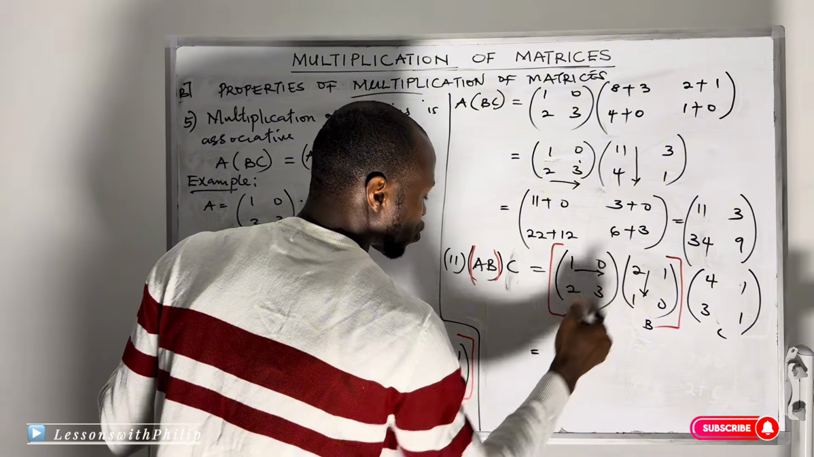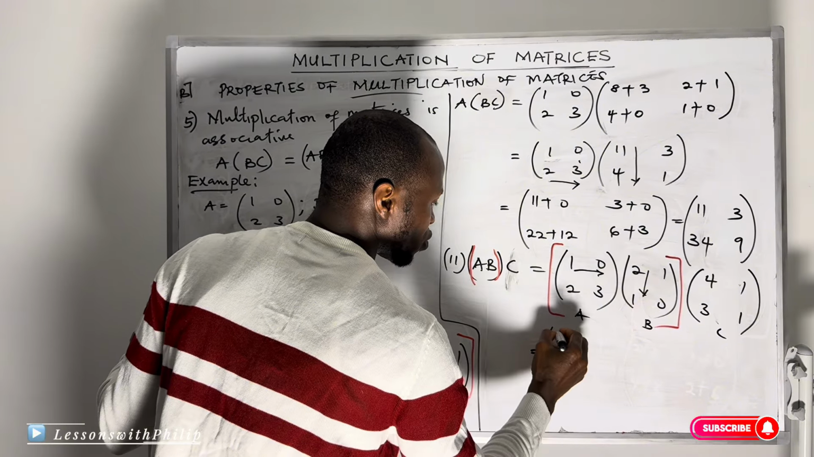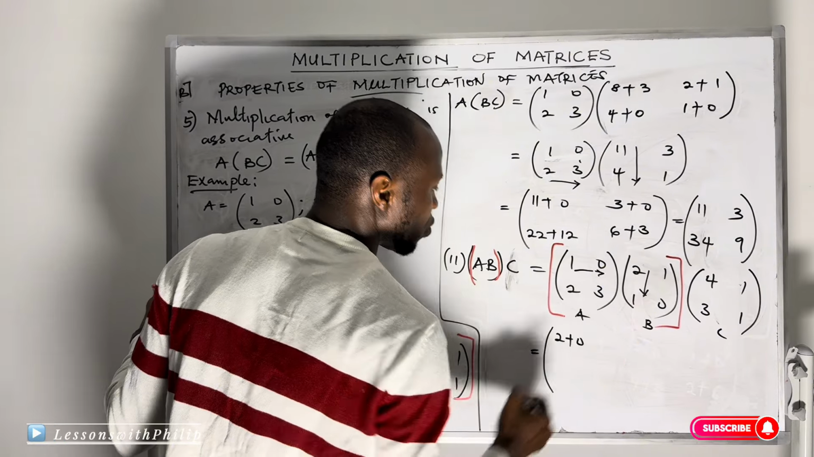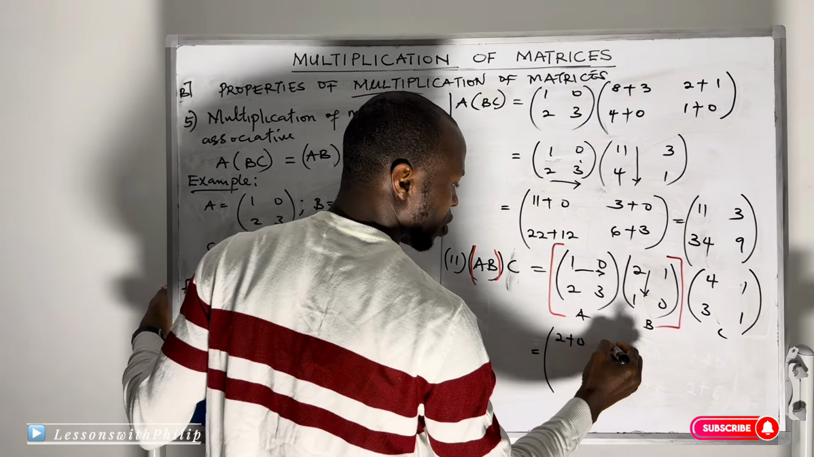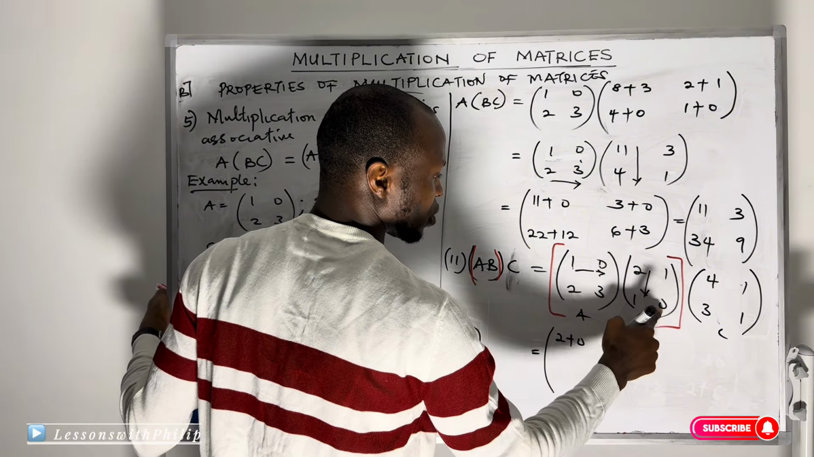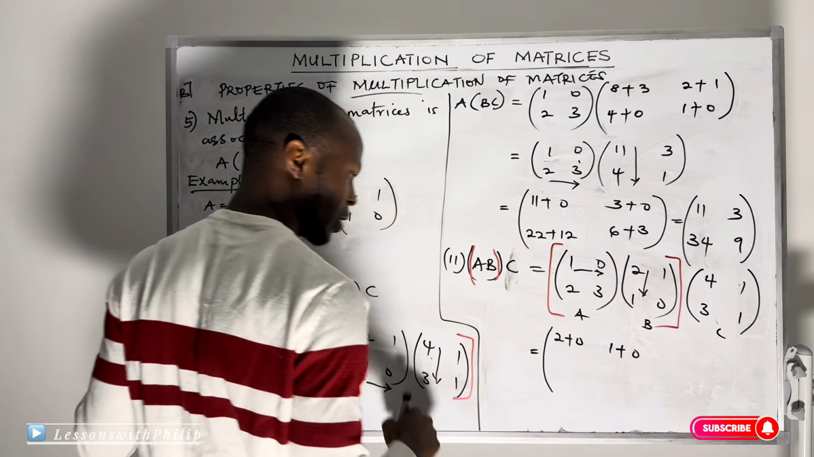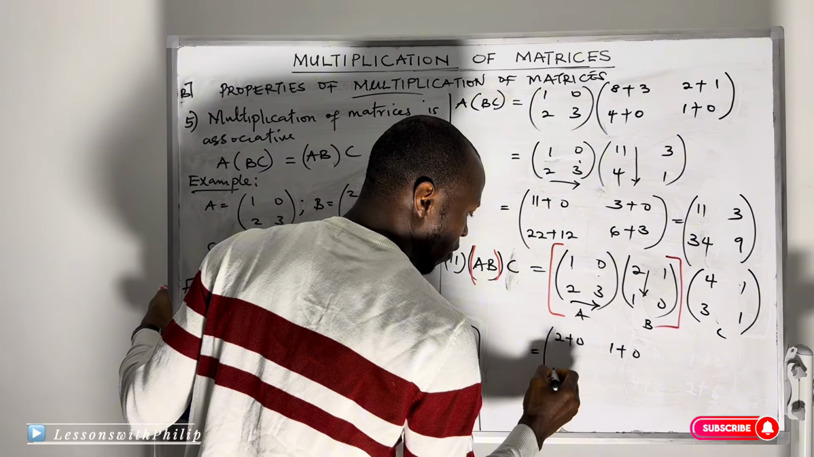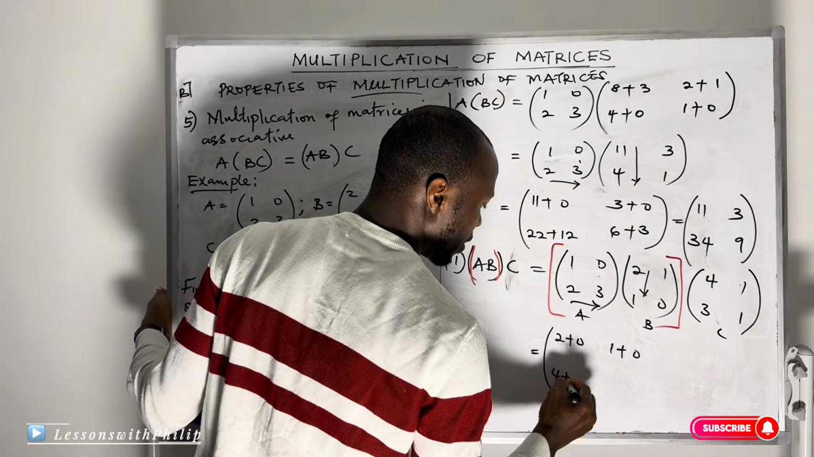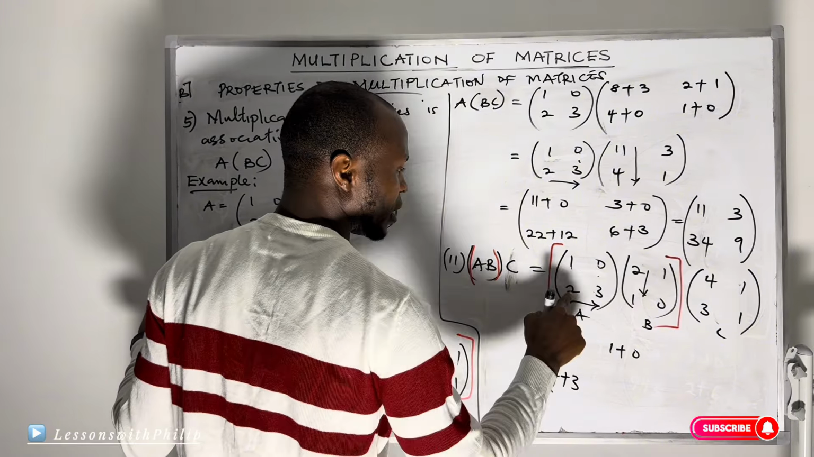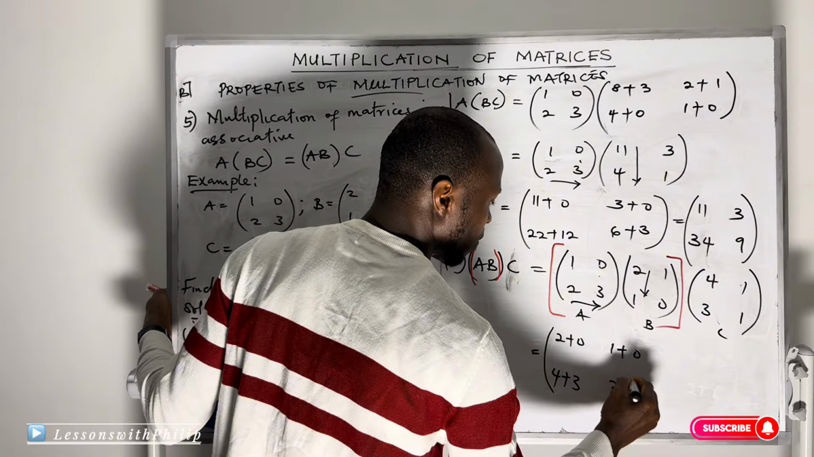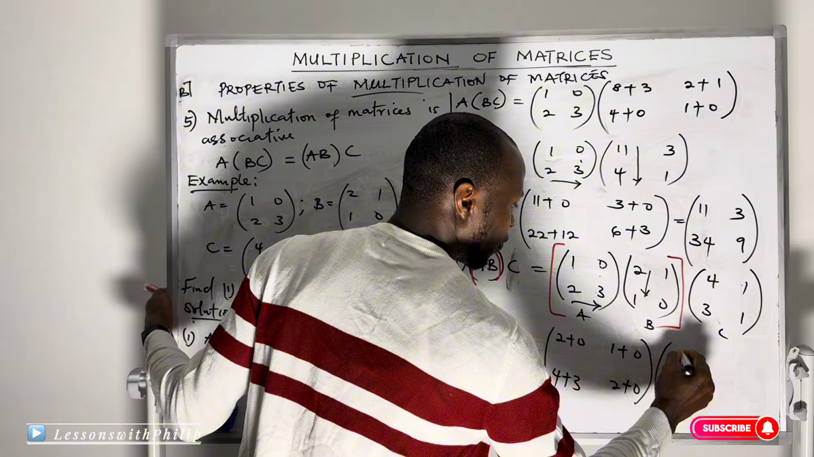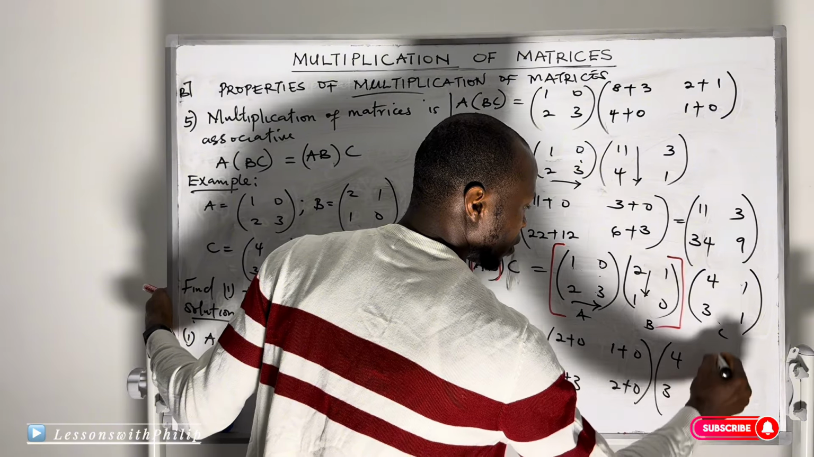Okay, then 1 times 2 will give me what? 1 times 2 will give me 2, plus 0 times 1 will give me 0. Okay, then 1 times 1 will give me 1, then 0 times 0 will give me 0. That's correct. Then we'll go to the second row. 2 times 2 will give me 4, and 3 times 1 will give me 3. Okay, then 2 times 1 will give me 2, plus 3 times 0 will give me 0. Multiply by 4 1 3 1.